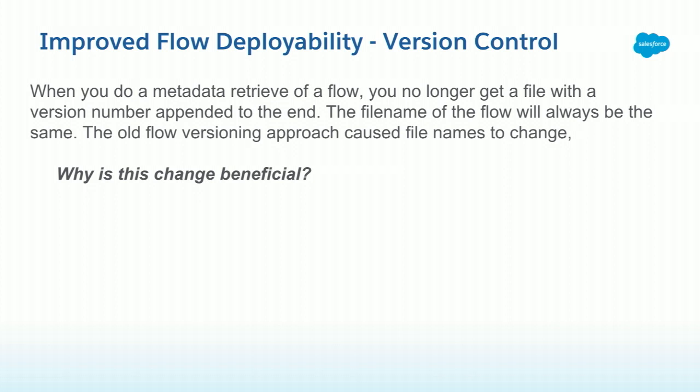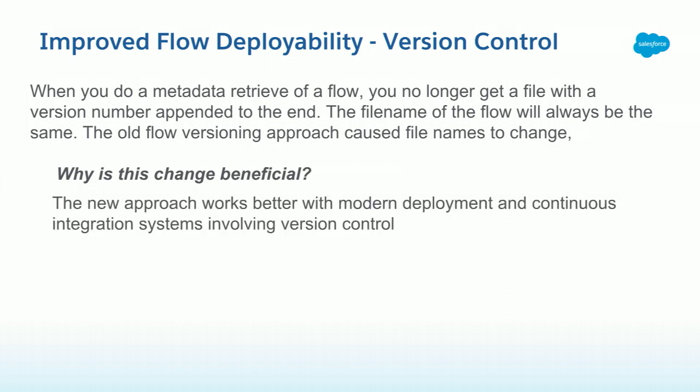When you do metadata retrieves, we're not going to be appending old version numbers and new version numbers to those file names, so the file name doesn't change. Why is this beneficial? Well, it turns out that modern Git-based version control and continuous deployment systems really rely on file names. And so although the versioning that Flow has always had available was way ahead of its time, it was time to make it possible to really participate effectively with modern version control systems.